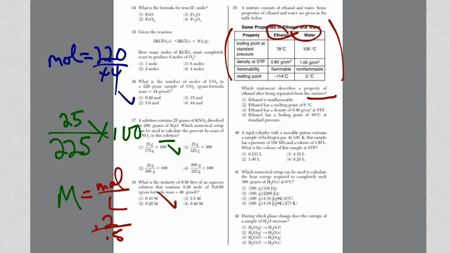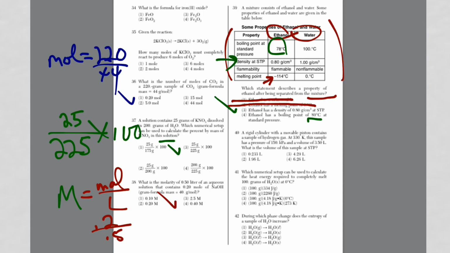So the first is ethanol non-flammable? Well, that's not a property of ethanol. It is flammable, so we'll cross that one out. Next is ethanol has a melting point of 0 degrees. No, it's got a melting point of negative 114. Cross that one out. Ethanol has a density of 0.8 grams per centimeter cubed at STP. Well, look at that. It matches the table, and there is our answer. The last one is that it has a boiling point of 89. No, it has a boiling point of 78. We already found our answer, which is choice 3. The other ones don't show up on the table.